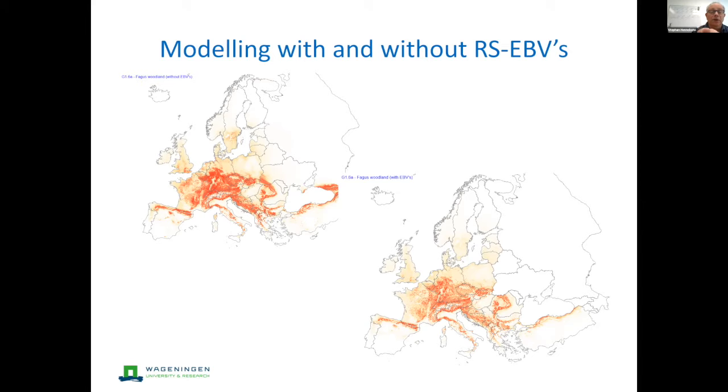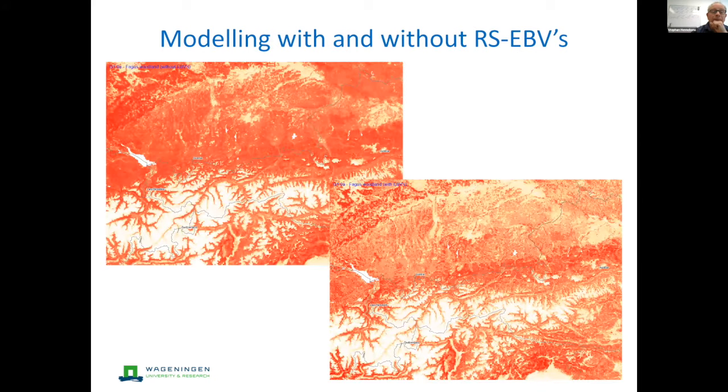But if you look in detail, you can see that, so the upper map is without RS-enabled EBVs, and the lower map is with RS-enabled EBVs. And there's a clear difference. So there's much more differentiation in the map with RS-enabled EBVs. So even though the contribution of the RS-enabled EBVs is not that high, it has a clear effect on the modeling result.